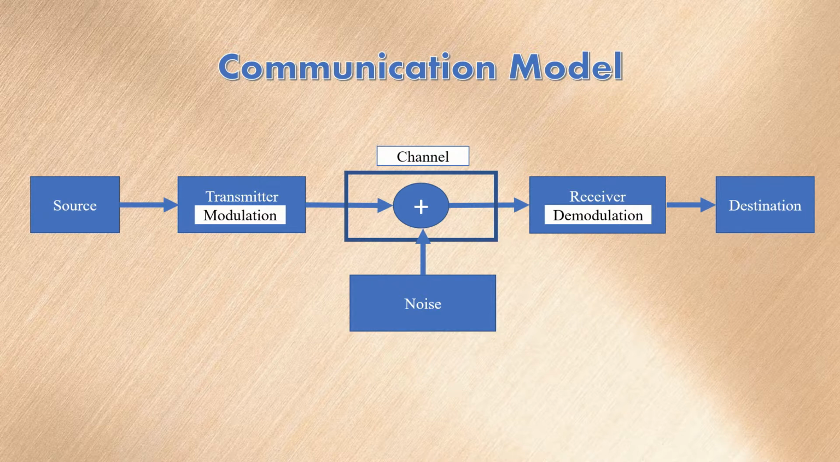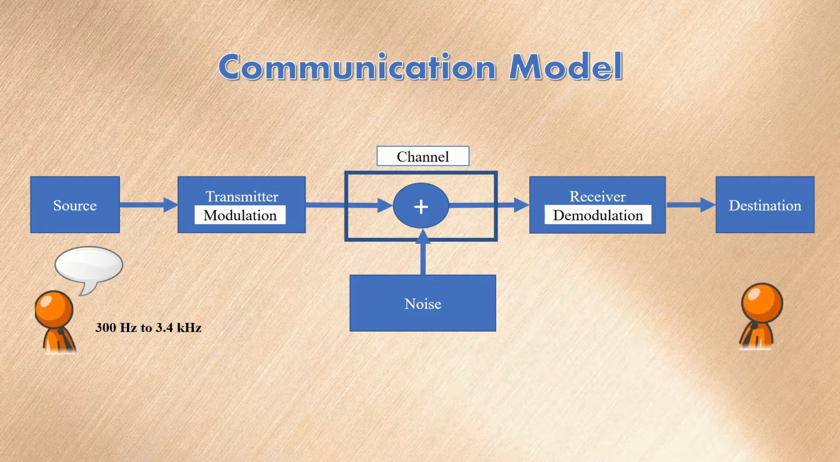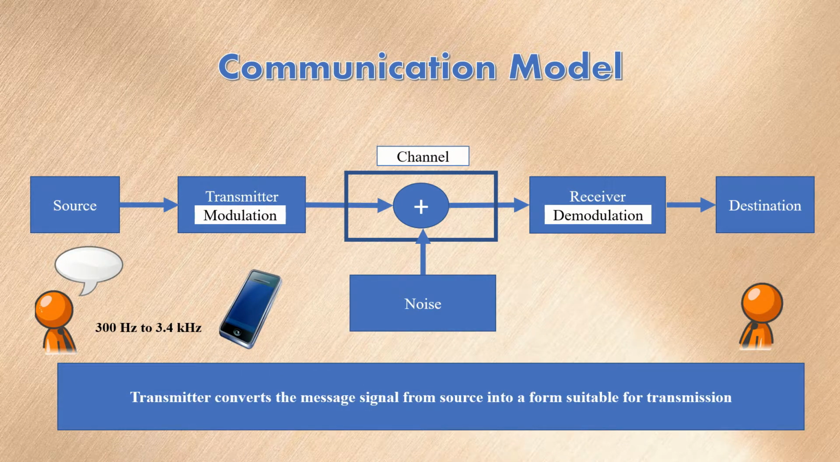What is modulation and demodulation? Let us see down the line. Now, let us assume that a person has audio information and needs to convey this information to the destination through his mobile phone. Now, this mobile phone acts as a transmitter, and this transmitter is responsible for converting this information into a suitable form for transmission.